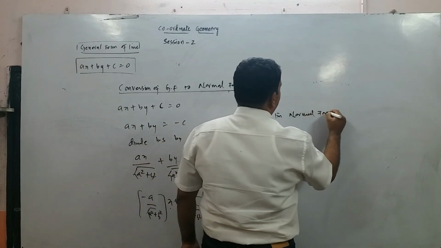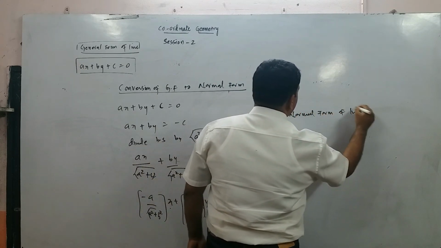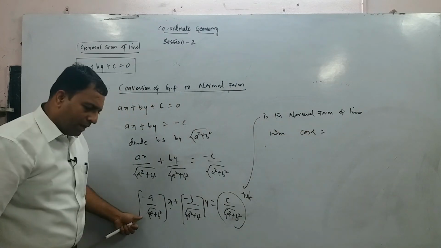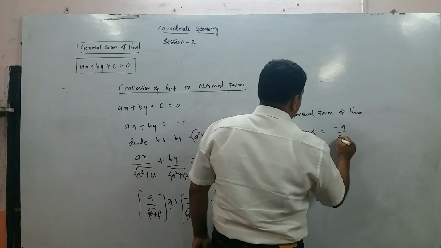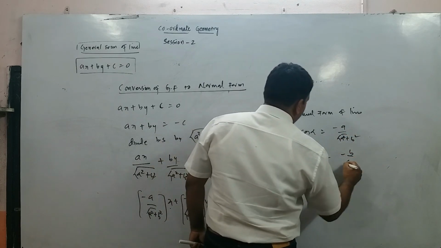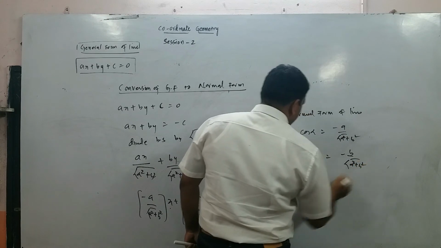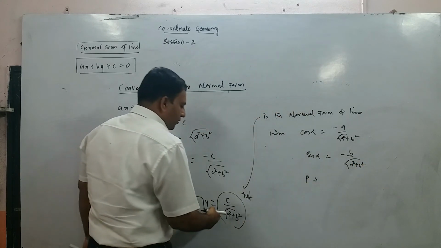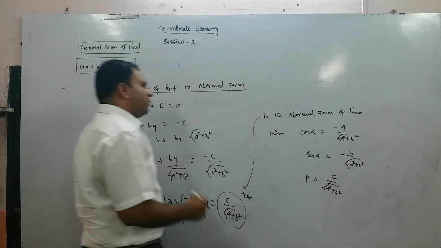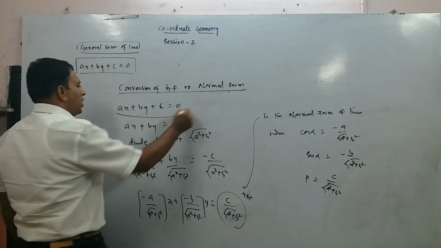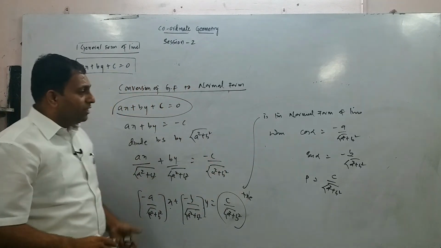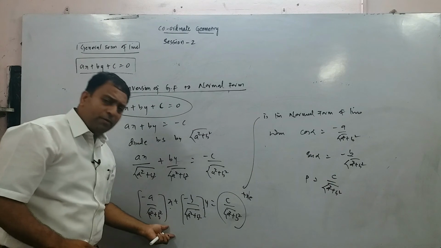This is the normal form of line, where cos alpha is minus a by under root of a square plus b square, sin alpha is minus b by under root of a square plus b square, and perpendicular distance p from origin is c by under root of a square plus b square. Very, very important, children: how to convert a general form of line into a normal form of line. This is a normal form of line.